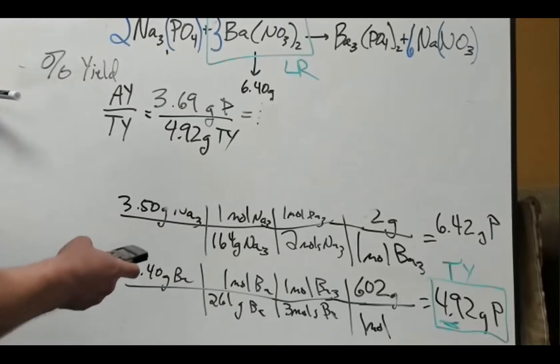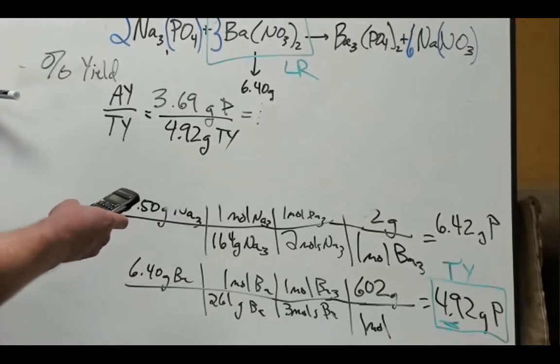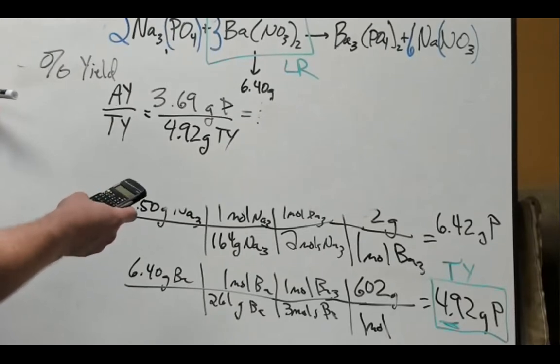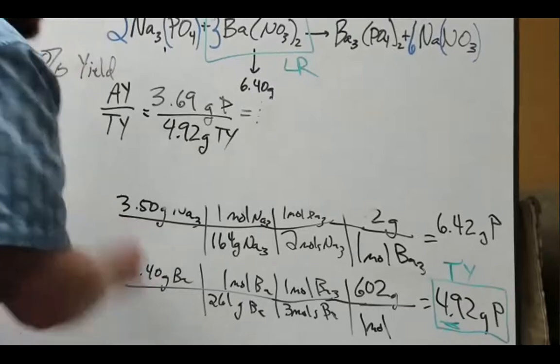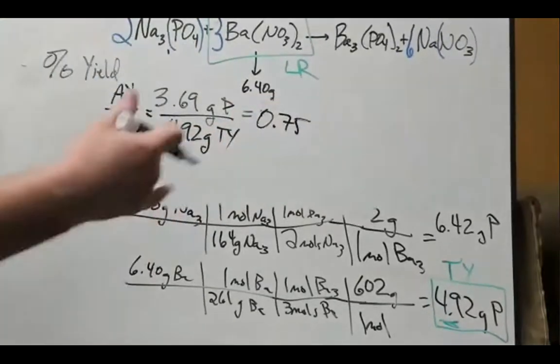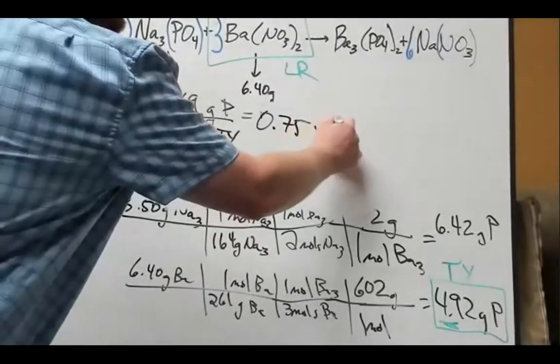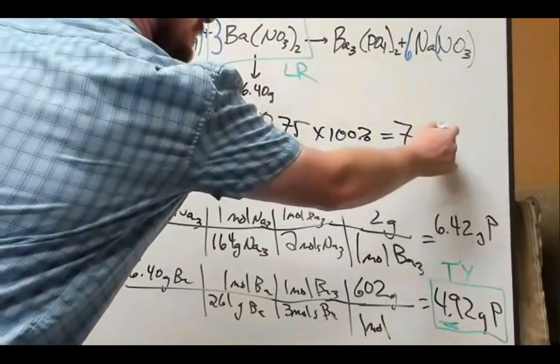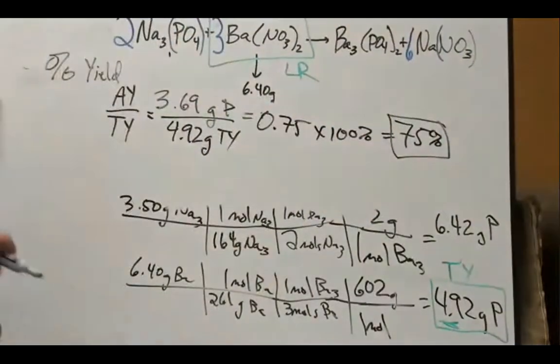Let's go ahead and calculate this. And so this is going to equal 0.75. Since it is a percent yield, we'll multiply it by 100%, and what we get is 75% yield. That's actually a really good yield in the lab.